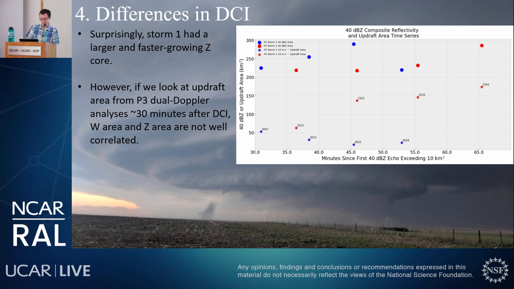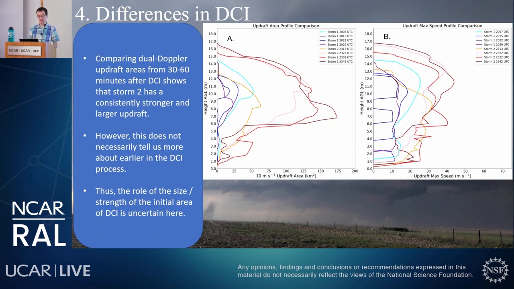However, if we do look at that 30 to 60 minutes after DCI window for both storms using the dual Doppler analyses, Storm 2 clearly has a stronger and larger updraft. So this is that updraft area at a bunch of different levels here in the dual Doppler analysis from 0 to 18 kilometers. And all the warm colors are Storm 2. So Storm 2 has clearly got a larger updraft at pretty much all the times we looked at.